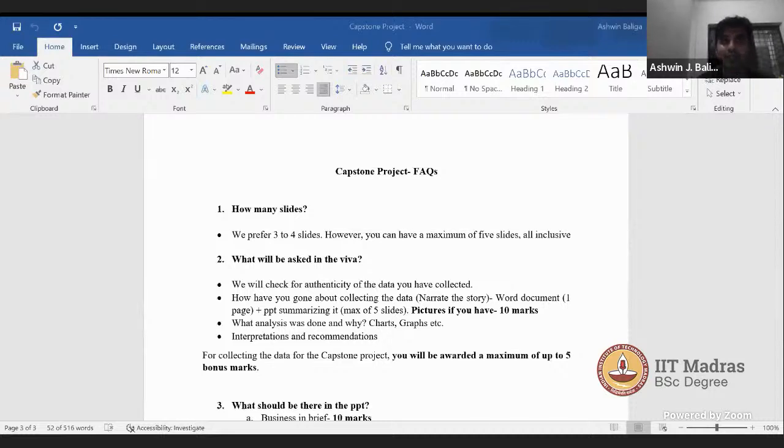The reason being that, firstly, you get 5 bonus marks. And on an average, last time, out of the 220 plus students who have done it, the average score was 18 out of 25. And those who had taken the proctored exam, the average was around 11 or 12. So that kind of tells you that we are a bit lenient when it comes to the Capstone project. If you've done good work, we are very liberal and we award you more marks.